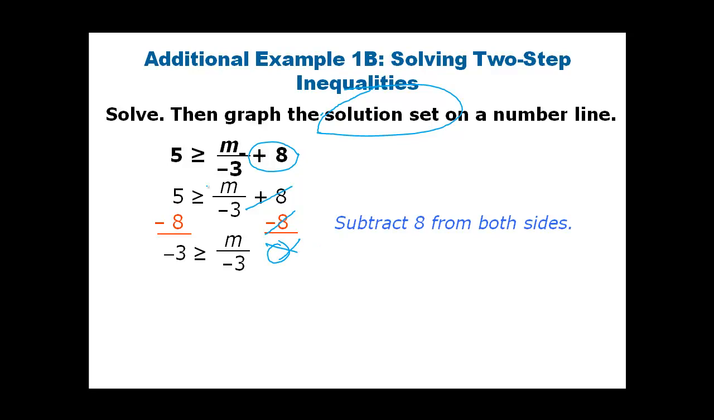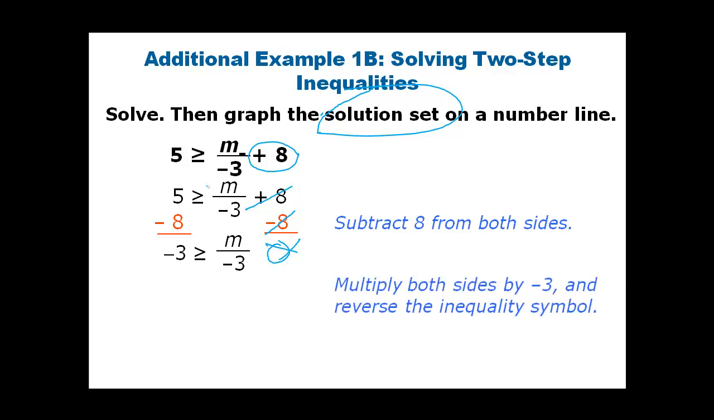What do we need to do now? We need to take out the -3. How will we do it? We will multiply by negative 3 and reverse the inequality symbol. We talked about this last session. Why do we reverse the inequality symbol? Because we are multiplying by a negative number. When we multiply or divide by a negative number, we reverse the inequality symbol.